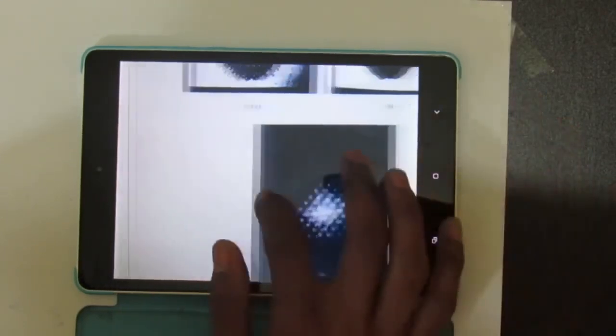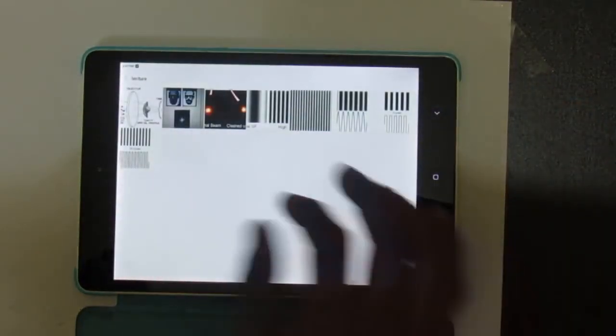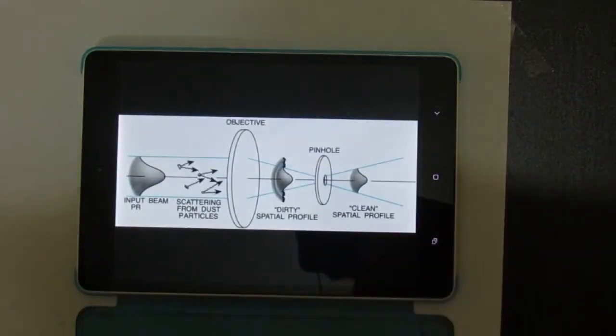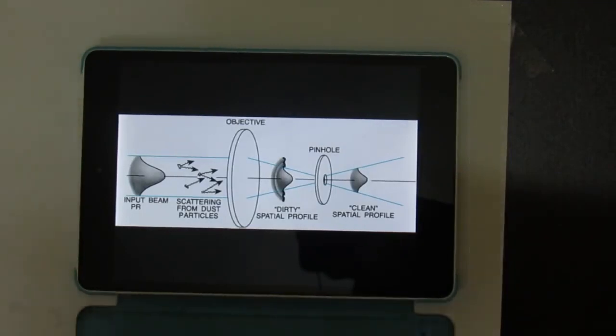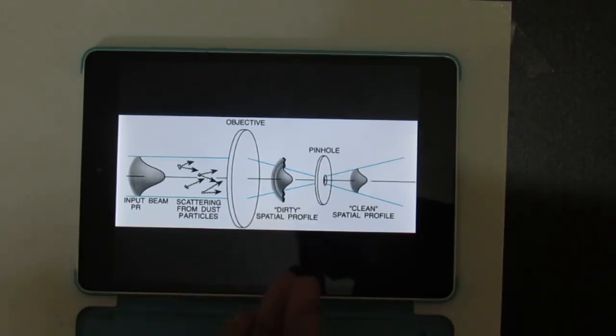And there is one other very important application which I would like to discuss with you. This spatial frequency filtering can be used to clean the input beams from some lasers, because at the exit of the laser, at the aperture of the laser, there might be some dust particles present. These dust particles will actually deteriorate the output beam of the laser.